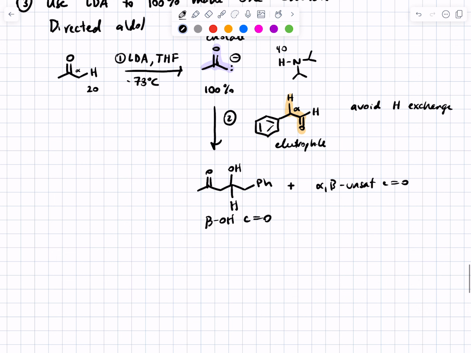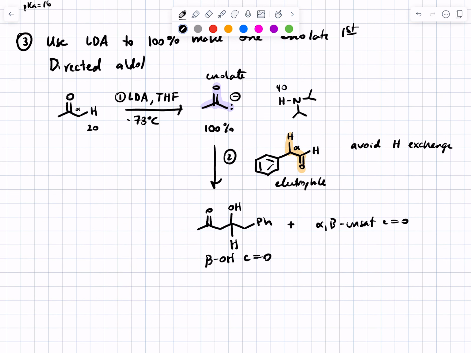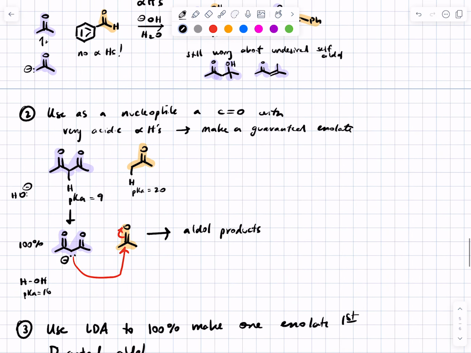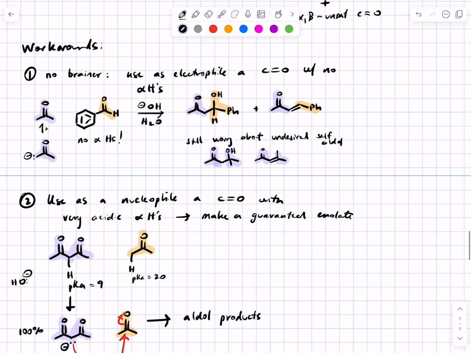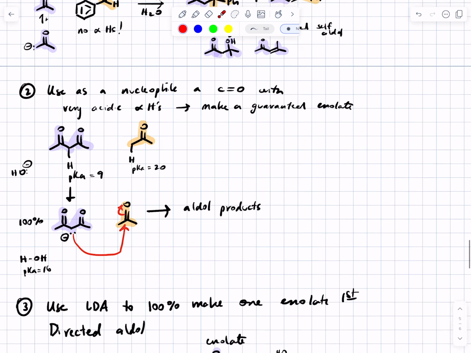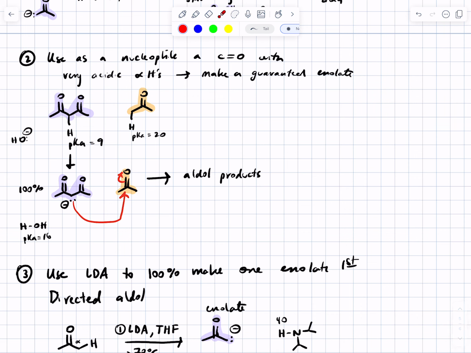Okay, so those are 3 strategies for the cross-aldol reaction. The first one is to use one partner that lacks alpha protons. That's not going to apply if you need a product that's not like this. You can use as a nucleophile a carbonyl with very acidic alpha protons. Again, that may not apply if you don't want products that have these kinds of functional groups in them.